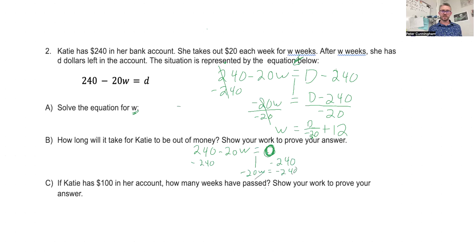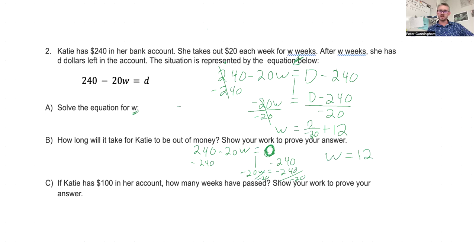Divide by negative 20, negative 240 divided by negative 20. Basically, how many weeks would it take for you to lose $240 if you were losing $20 at a time? W equals 12, which we did up above. So if we would have just stuck with this equation, weeks equals dollars divided by negative 20 plus 12, right? 0 divided by negative 20, 0 plus 12. That means the weeks would have been equal to 12.